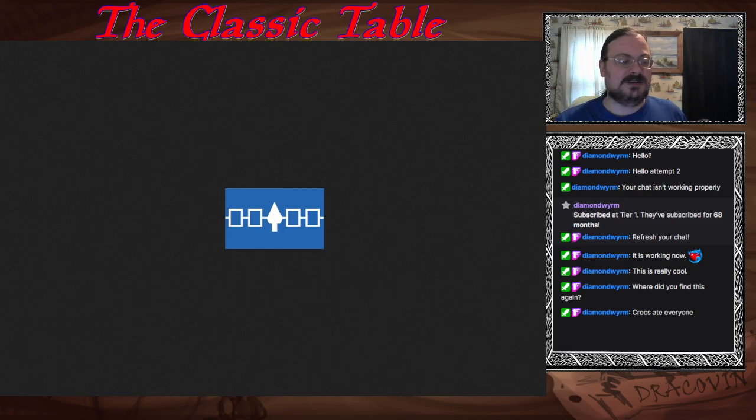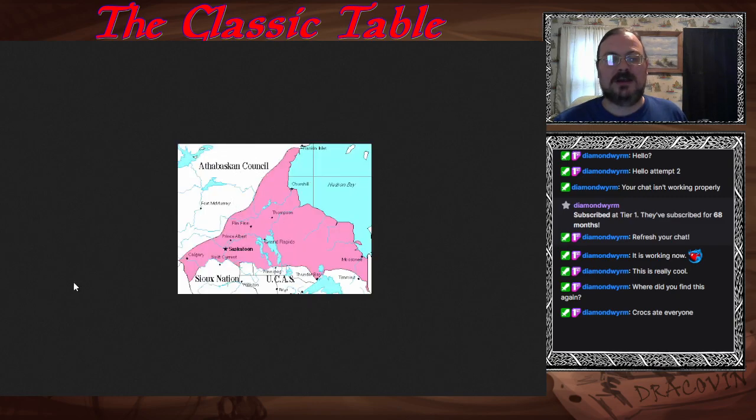Now, unfortunately, I could not find a good image, so I just have this map showing off the Athabaskan Council there, next to the nation we just talked about, the Algonquin Manitou Council. But you can see them right there. I didn't find their flag. Couldn't find it. But this is the Athabaskan Council.